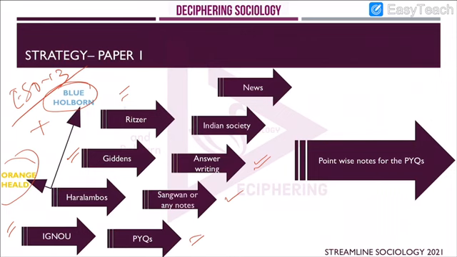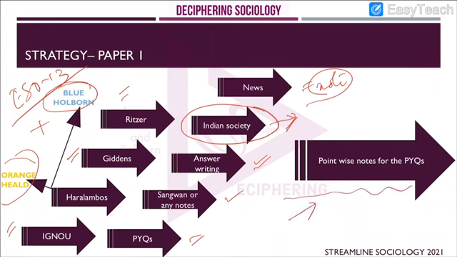Answer writing will come eventually, and in this paper, as we saw, we were also asked questions on paper 2. Therefore it is advisable for you to interrelate papers 1 and 2 whenever you are studying. Keep track of the news, and whenever any social issue is in the news, please maintain a journal where you will note down all these news items.